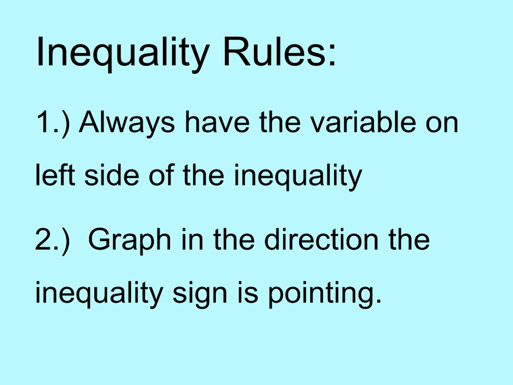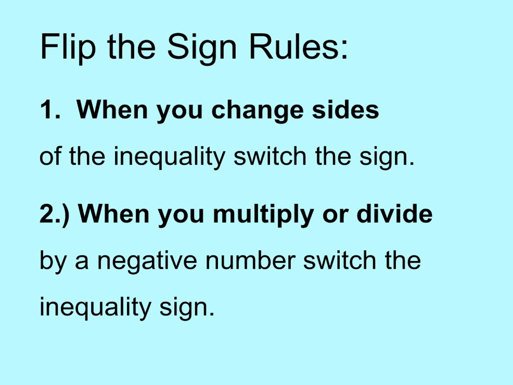Just a quick review. The inequality rules that we've been using for this unit are to always have the variable on the left-hand side of the inequality. Then we can use the arrow trick to decide which way to graph, which way to shape the inequality. But the variable always has to be on the left-hand side to use that trick. The second set of rules is the sign flips. When you change sides of the inequality, you flip the sign. And when you multiply or divide by a negative number, we switch the inequality sign. So after reviewing those rules, let's get started with our first problem.